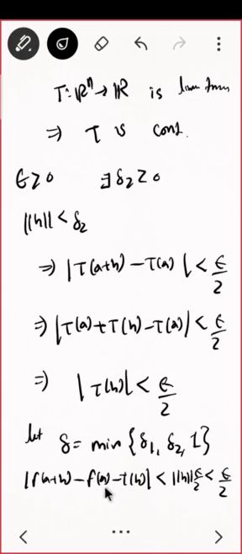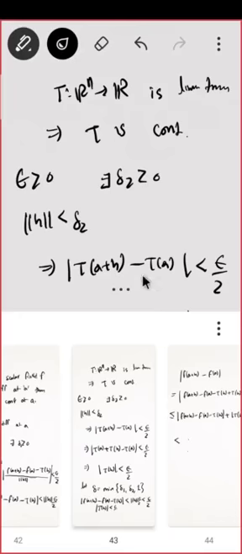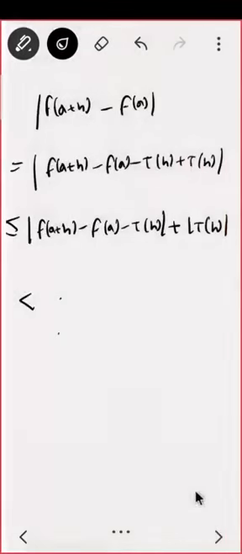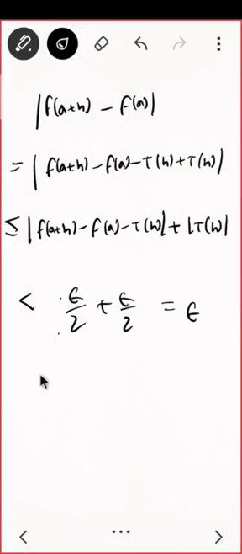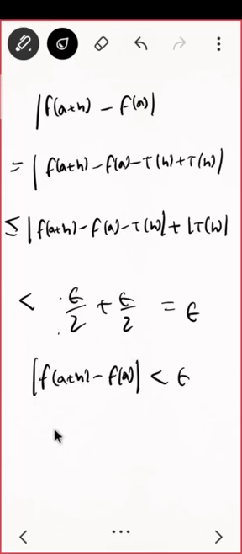The same happens with the second term. That is, mod of T of h is less than epsilon by 2. So can I use it here now? This term is less than epsilon by 2, and this term is also less than epsilon by 2, which adds up to epsilon. That means f of a plus h minus f of a is less than epsilon. What does this imply? The function is continuous. Correct?